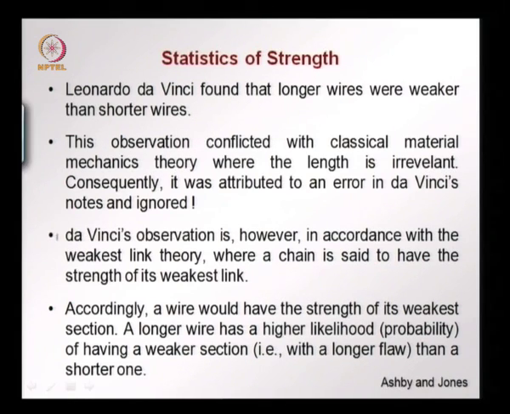But now we know that Da Vinci's observation is in agreement with what is called the weakest link theory. The weakest link theory says a chain is only as strong as its weakest link, and the longer the chain, there is a higher probability of a very weak link. The same argument for a wire would say that a wire would have the strength of its weakest section. A longer wire has a higher probability of having a weaker section than a stronger one. A weaker section means one with a longer flaw.